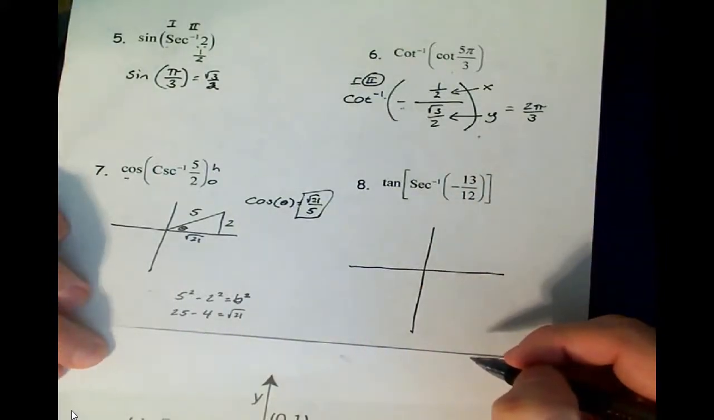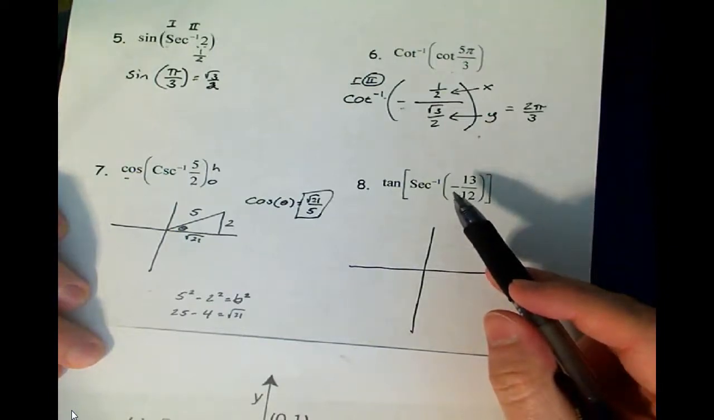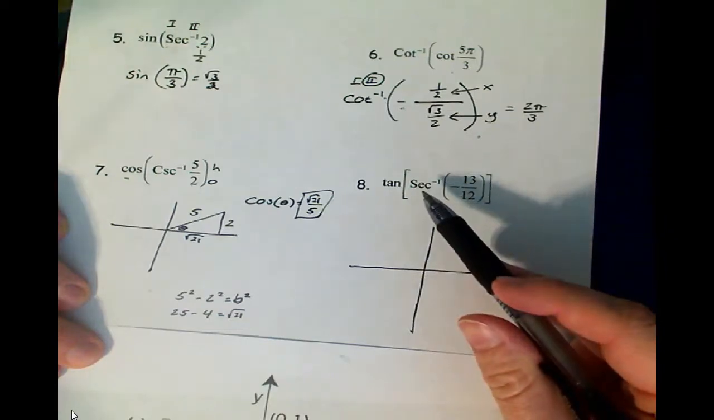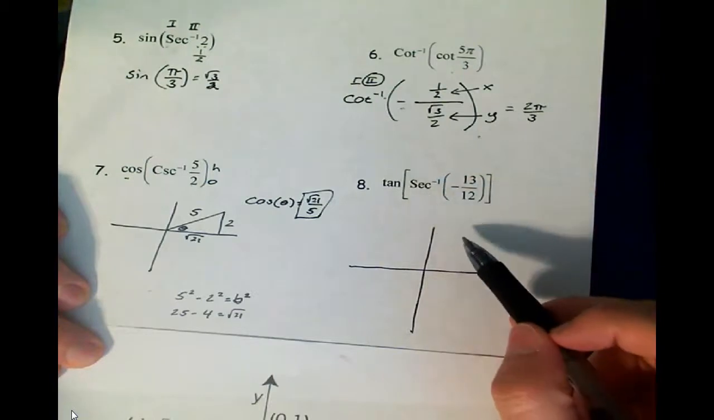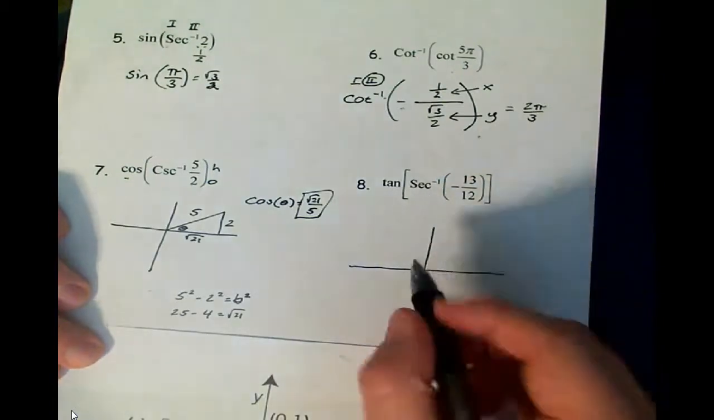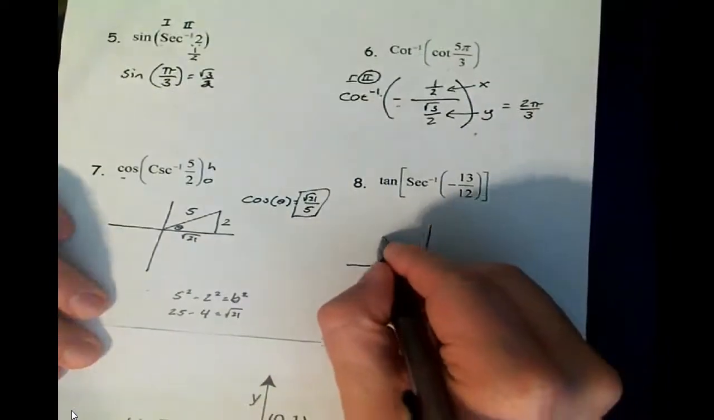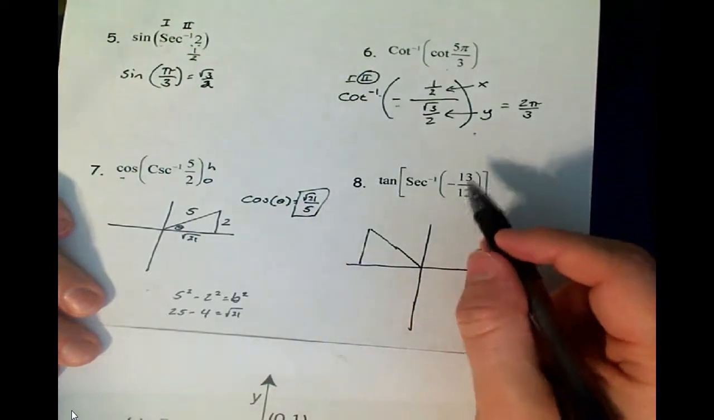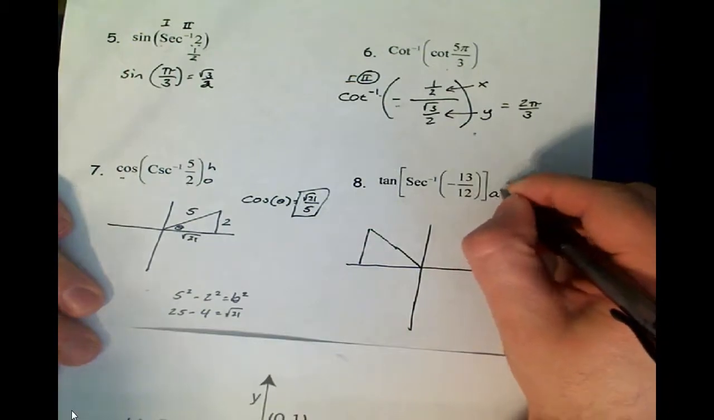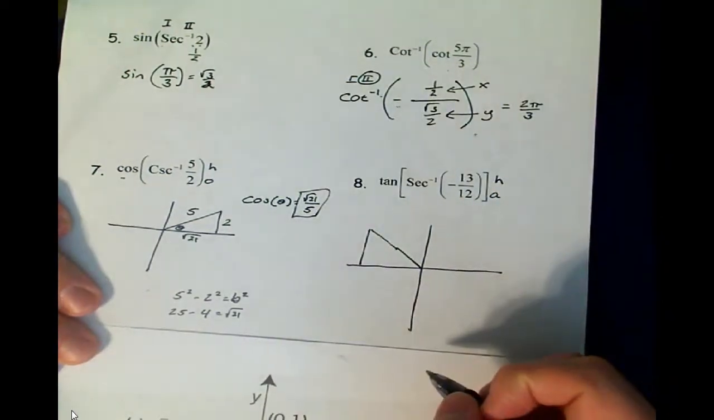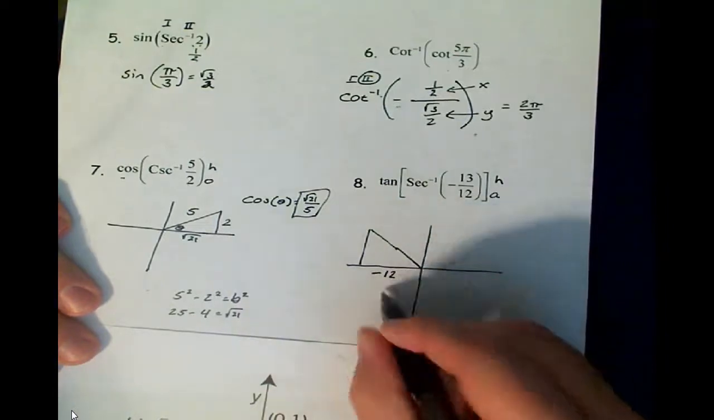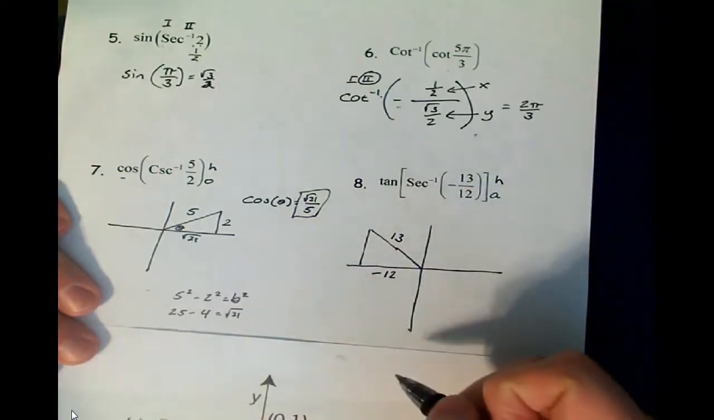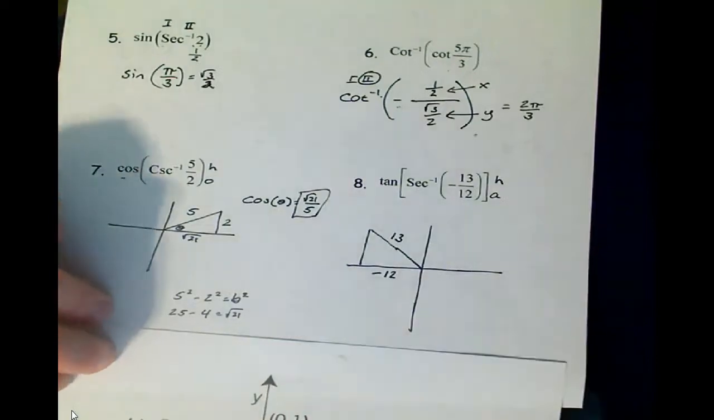Alright. This is a negative value, so I'm not in the first quadrant with this inverse. Secant is the flip of cosine. Cosine runs left and right, so does secant. Okay, so I'm over here. Alright, so this is the flip of cosine. That means this is adjacent down here, and this is hypotenuse right there. Right? So this is going to be negative 12, which makes sense because my fraction is negative. And 13, remember the hypotenuse is always positive. Alright? Hypotenuse is always positive.